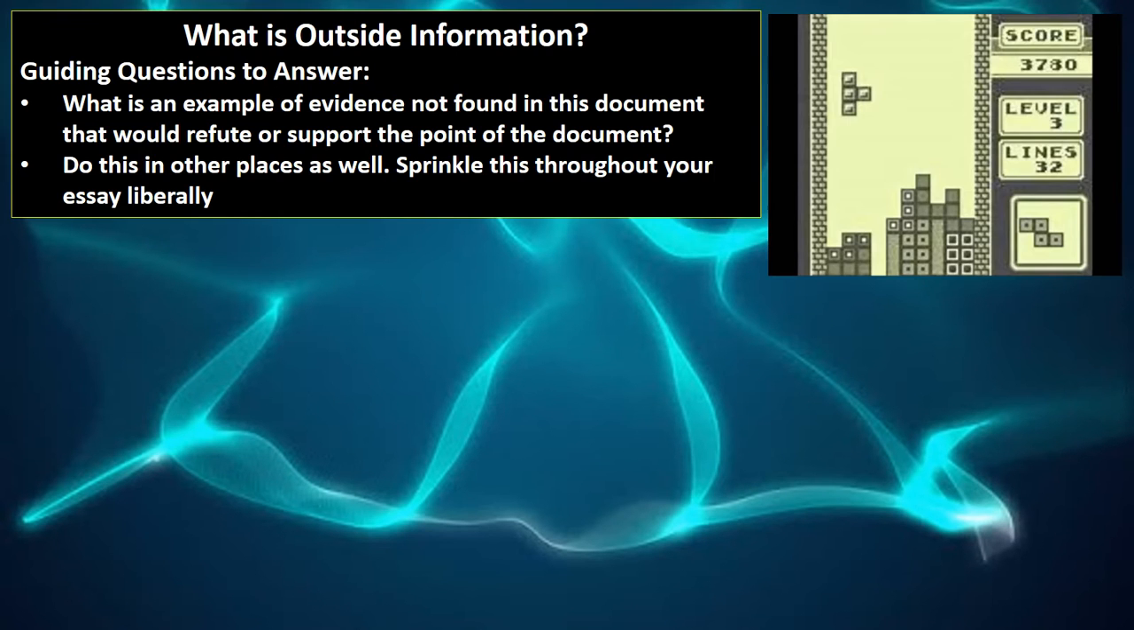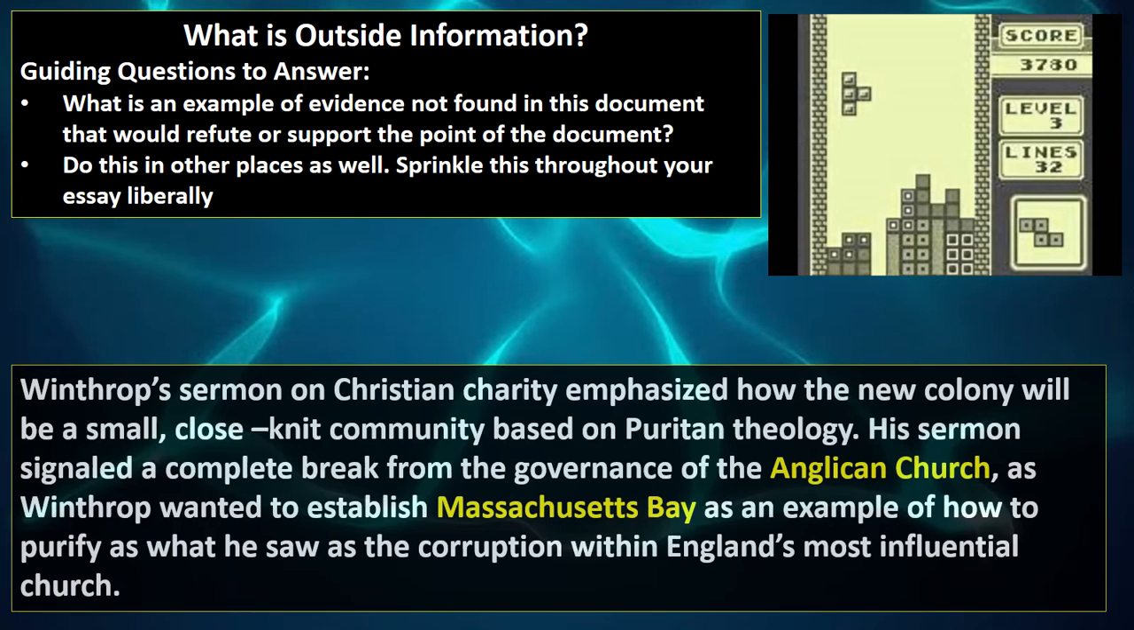Last one, outside information. This one can be a little bit tricky. So what exactly am I talking about here? You just read that quote. Now we're going to try and bring in outside information that was not mentioned specifically in that quote. A Model of Christian Charity. So guiding questions: What is an example of evidence not found in the document that would refute or support the point of the document? Do this in other places as well. Sprinkle it throughout the essay very liberally. Do as much as you can with it.